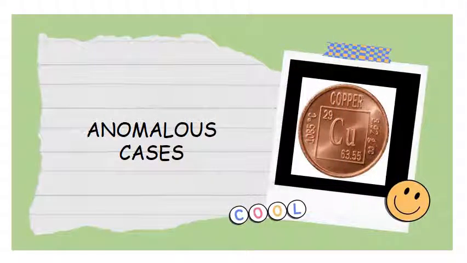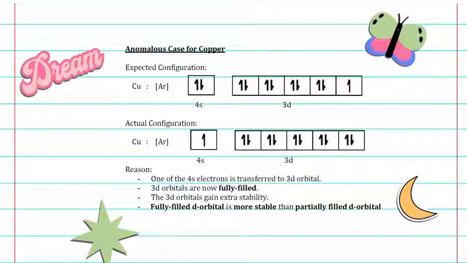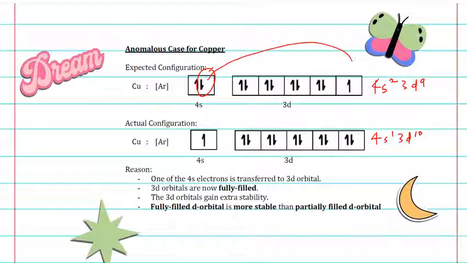So now we will see the anomalous cases untuk copper. Untuk copper, benda yang sama seperti mana you explain untuk chromium, you kena write the expected configuration juga and also the actual configuration. So expected configurationnya adalah ending valence electronnya 4s2, 3d9. Tapi the actual configuration adalah 4s1, 3d10. Okay, reason dia tetap sama where kita punya orbital try to reach the stability. So the reason one of the 4s electron kita transfer kepada 3d.